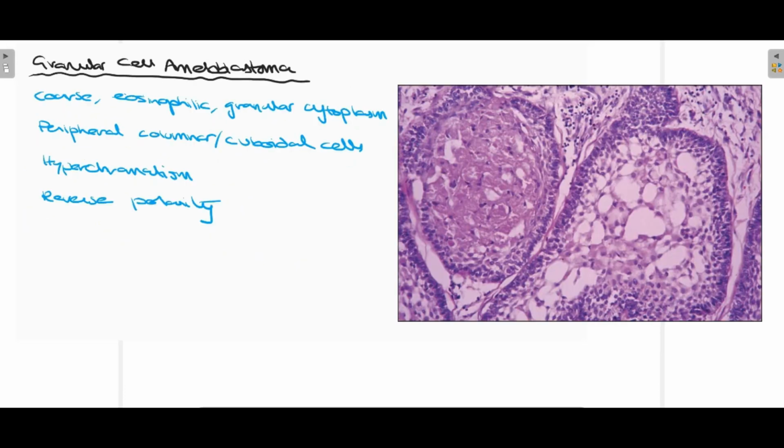Granular cell ameloblastoma, like acanthomatous ameloblastoma, is rare but sometimes can be encountered in a patient. Talking about its histological features, there is coarse, eosinophilic, granular cytoplasm, as you can see in this histological picture. Now you can also see these purple areas visible over here. This is hyperchromatism, which is also a feature of granular cell ameloblastoma. And lastly, there is reverse polarity of the nuclei.